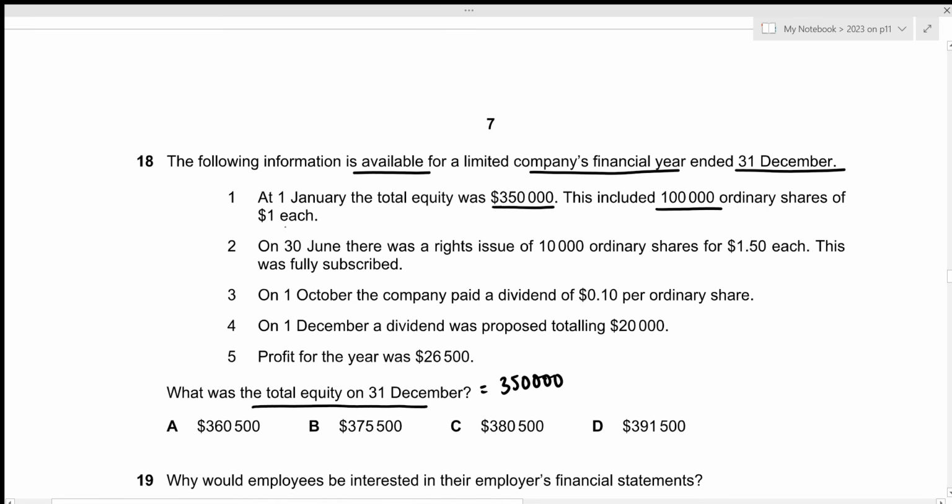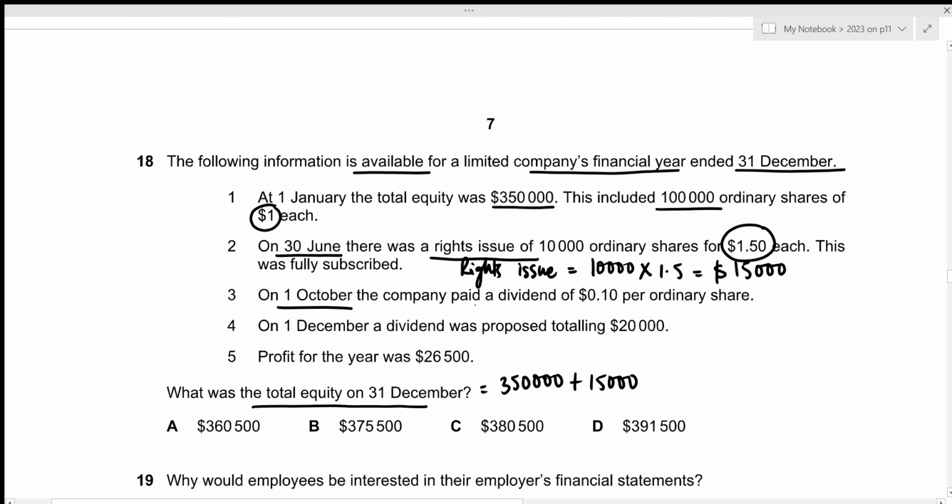So we have a total of 100,000 ordinary shares, and since the nominal rate is 1, the value of share capital will also be 100,000. On 30 June, there was a rights issue of 10,000 ordinary shares for 1.50 each. This was fully subscribed. So the rights issue will bring in additional capital into the business, right? So that will be 10,000, the number of rights issue, multiplied by the rate at which it was issued. So that's 1.5. This gives the total capital raised to be 15,000. So this will definitely be added to equity. So let's add it.